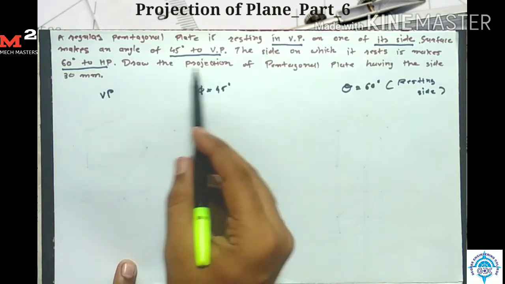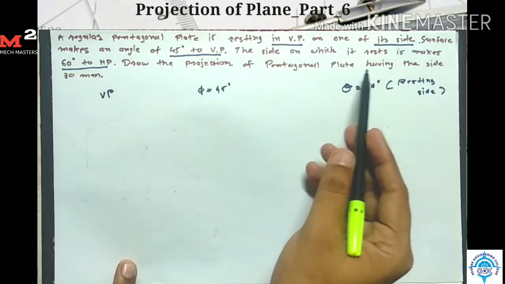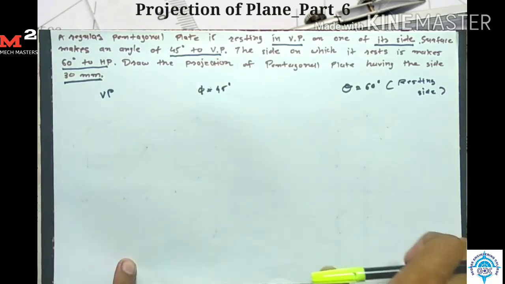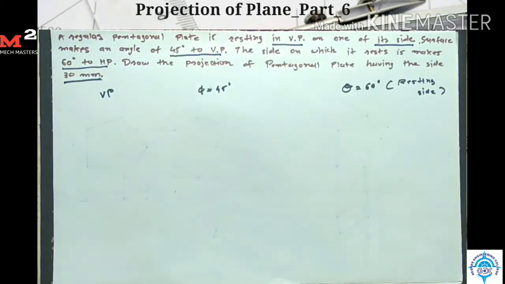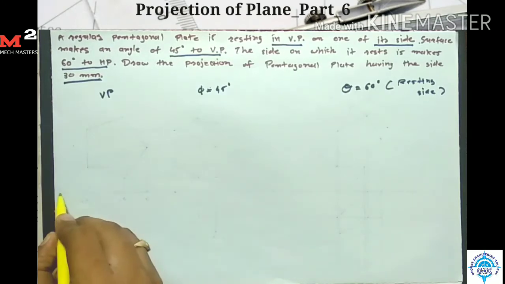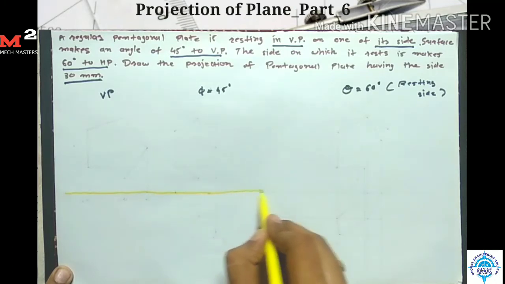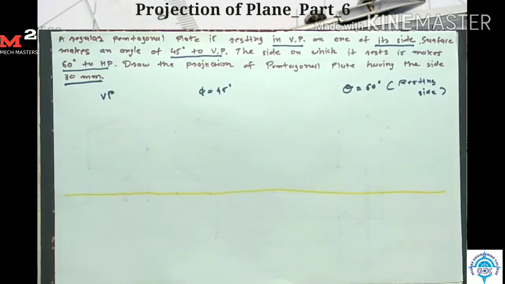Draw the projection of a pentagonal plate having sides of 30 mm. This means we are required to draw a pentagon of 30 mm side. First I draw the reference line here. Here the plane is resting in VP, so we draw the pentagon on the vertical plane, above the reference line, and this plane is resting on a side, so we draw the side on the left hand side.